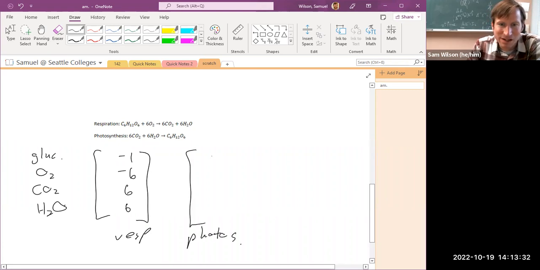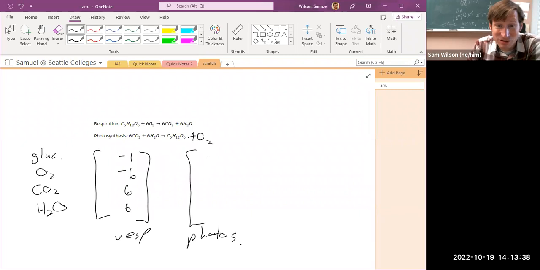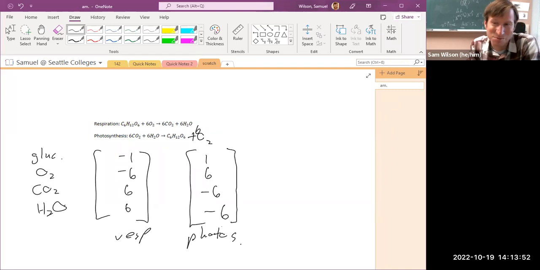Photosynthesis gives us, I'm missing an O2 here. Photosynthesis is going to give us a glucose, 6 oxygen. It's going to use 6 CO2, and it's also going to use 6 water. It also uses some energy that chloroplasts get from the sun, but that's not part of the chemical equation. All right, so you can see that the span of these two vectors is very different.